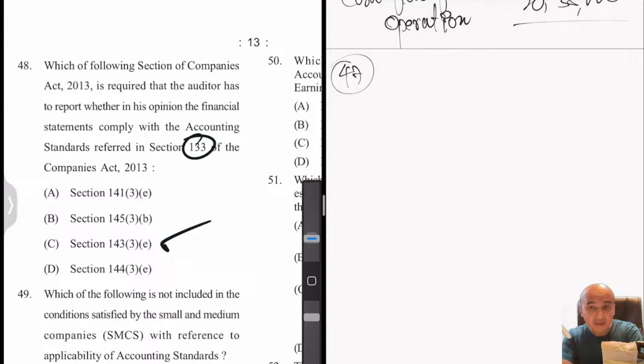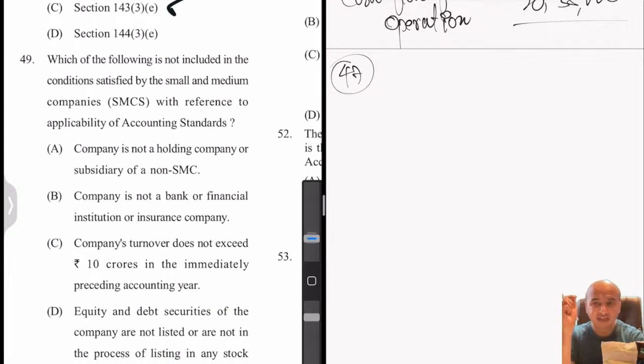So he will be responsible. Ultimately, we, the stakeholders, rely on the auditor's statement. Therefore, it is important for the auditor to comment on this. If at all there is any deviation, he has to make a note of the same so that we get to know and we will take further decision based on his report. So that was a straightforward question, question number 48.